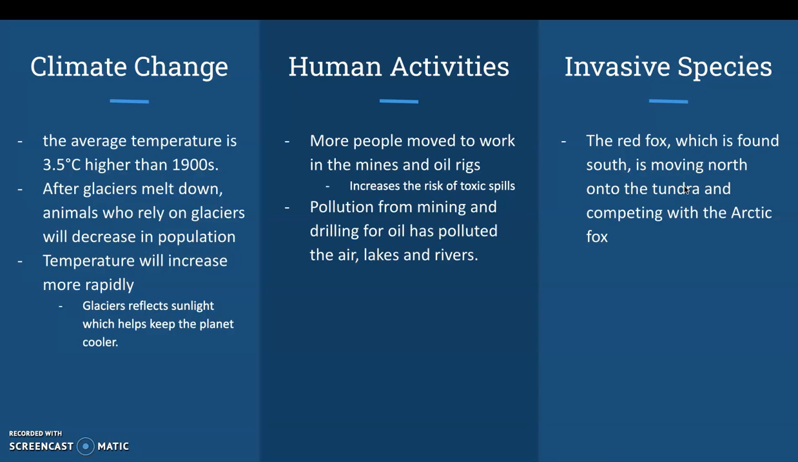And human activities. More people move to work in mines and oil rigs, which increases the risk of toxic spills. And the pollution from mining and drilling for oil has polluted the air, lakes, and rivers in tundra. And invasive species, as I mentioned for the endangered species, the red fox, which is usually found in the south, is moving north onto tundra and competing with the Arctic fox, which puts the Arctic fox in danger.